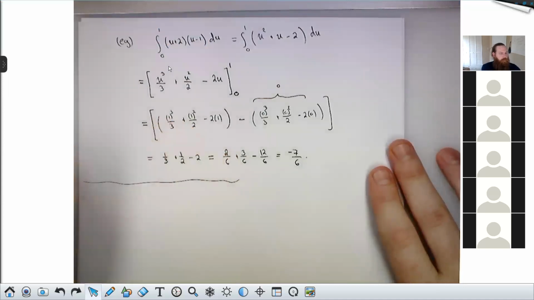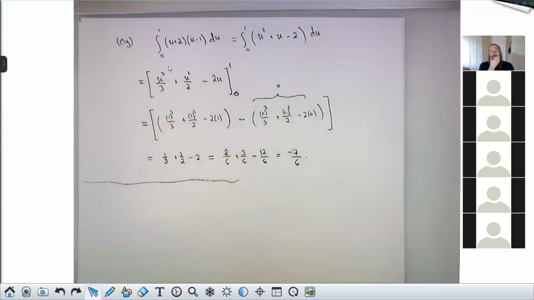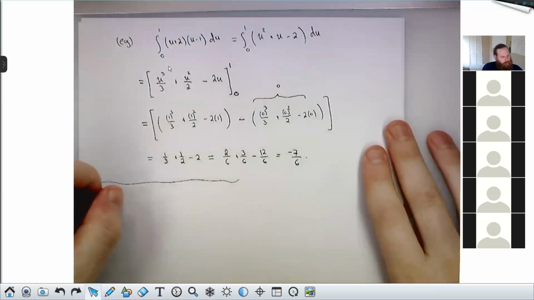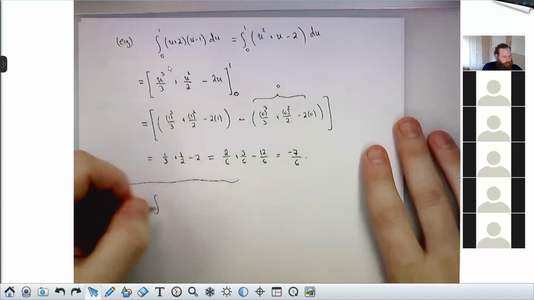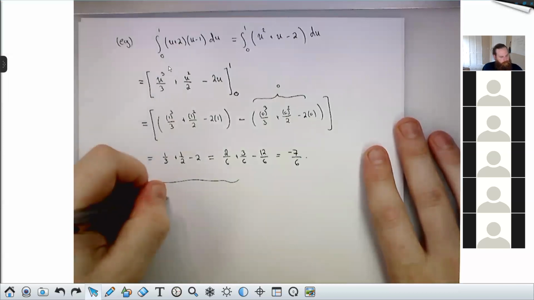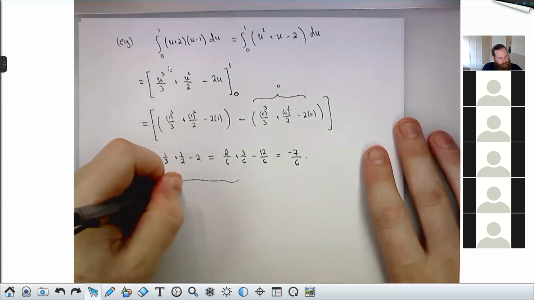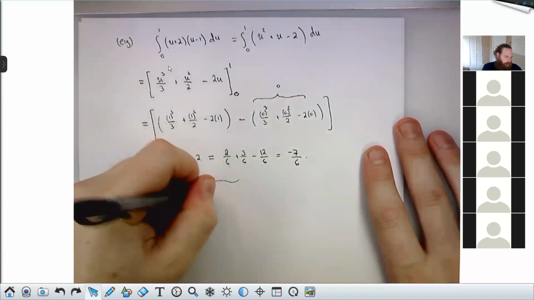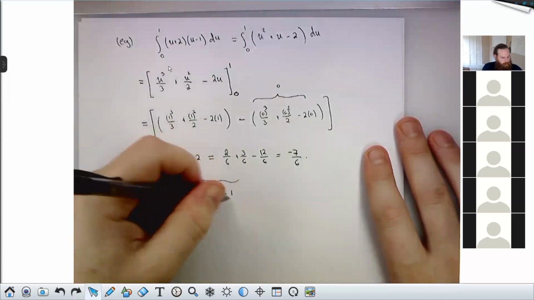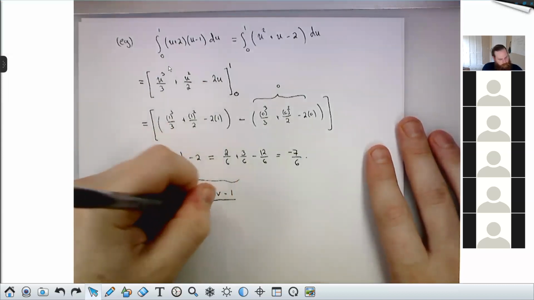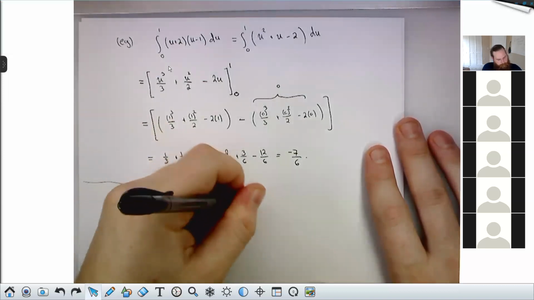Questions on this example? We'll look at one more like this, and then we're going to talk a little bit about some things that are worth remembering. Let's look at the integral from 2 to 4 of v cubed minus 2v squared plus 3v minus 1, all over v squared, dv.